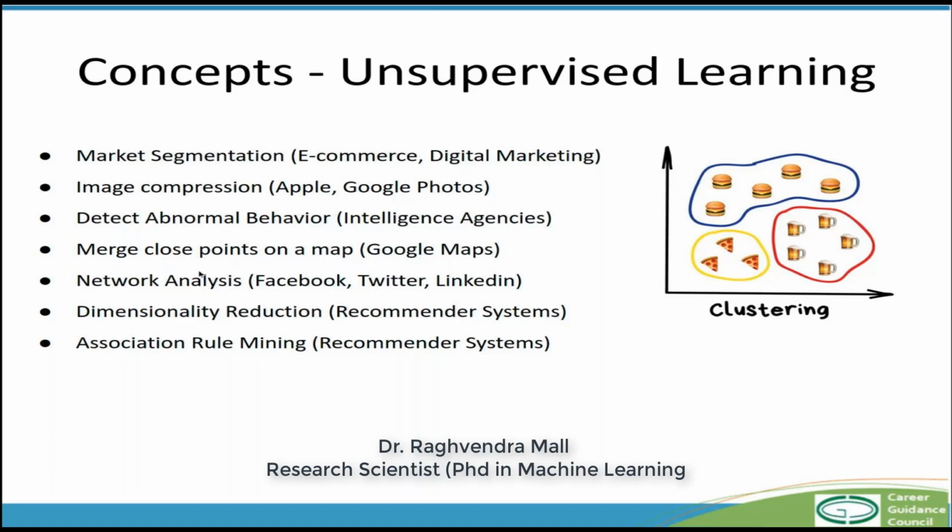You can use it to merge close points on a map. Google Maps is using it for network analysis, like to identify communities of people who are like-minded and have similar behavior. Facebook uses unsupervised learning to suggest friends to you based on other friends you have, common friends. So many of these top tech institutes are using methods related to unsupervised learning for their products. Dimensionality reduction is also used for recommendation systems. I'll give some examples later on.